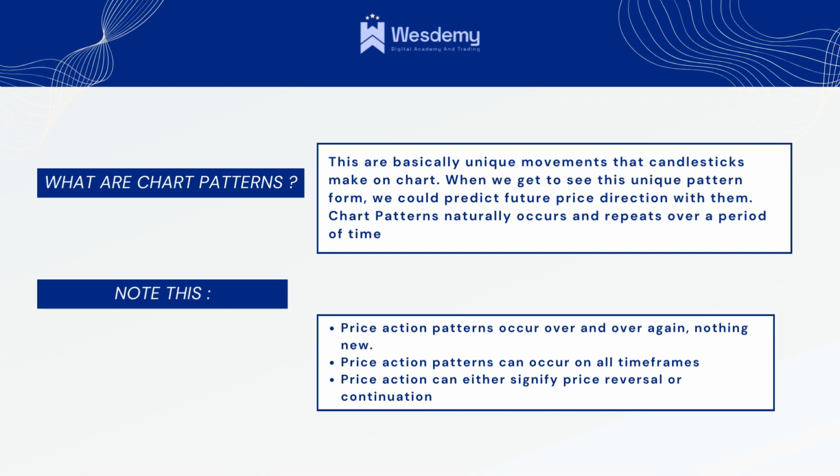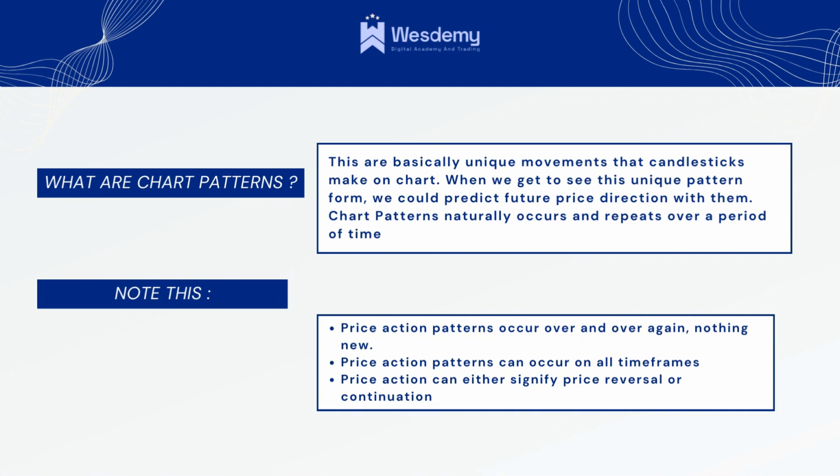Price action patterns occur over and over again. Basically, I told you guys that price action or technical analysis is you using historic price data to trade or predict future price direction. So when it comes to chart patterns, you have to understand that these patterns have happened before. That is why we're able to identify them. So they will always happen again and again. Have it at the back of your mind that chart patterns will occur lots and lots of times.